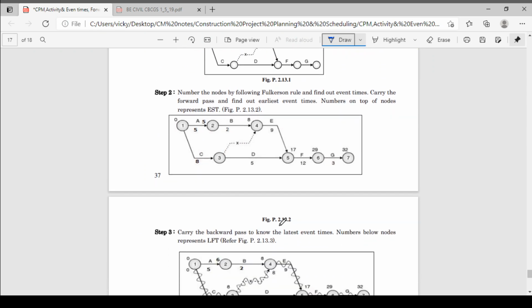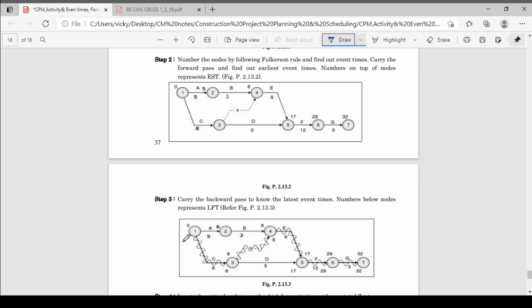Now what we have to do, we have to do the forward pass and backward pass. Okay, I will start with the forward pass. Now this starts with the zero duration. Now 0 plus 5, you will get 5 here. Okay, don't see this graph, we will see this letter. 0 plus 5, 5. Now 0 plus 8, 8. I will write it in a square.